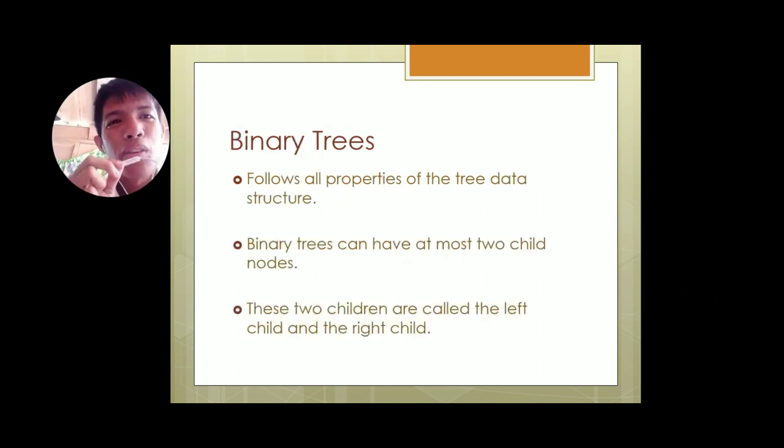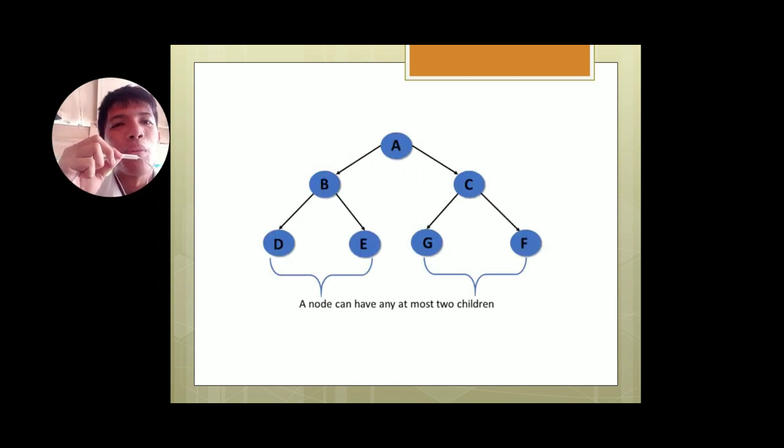Binary trees follow all properties of the tree data structure. Binary trees can have at most two child nodes. These two children are called the left child and the right child. So if you say binary tree, from the word itself, binary, it is two, right? Left and right. For example, D and E are binary, and G and F too. A node can have at most two children. So for the binary tree we start at the root. The children of the root are B and C. Then B has D and E, and C has G and F.